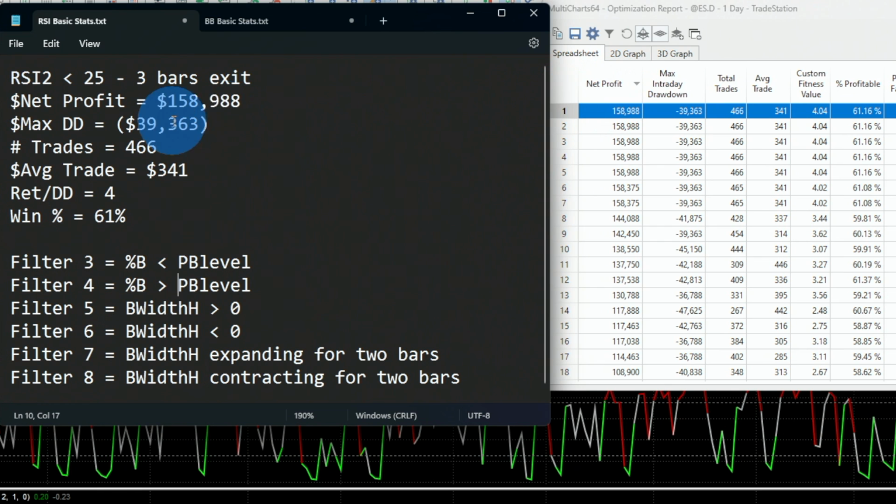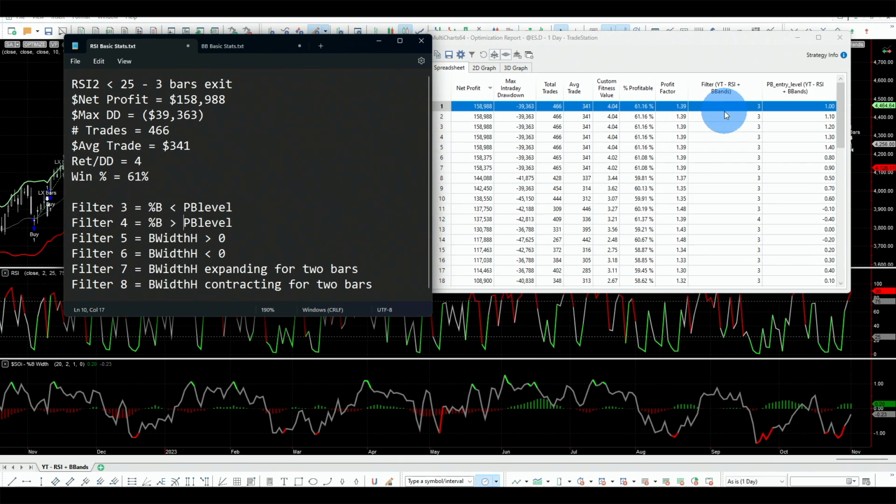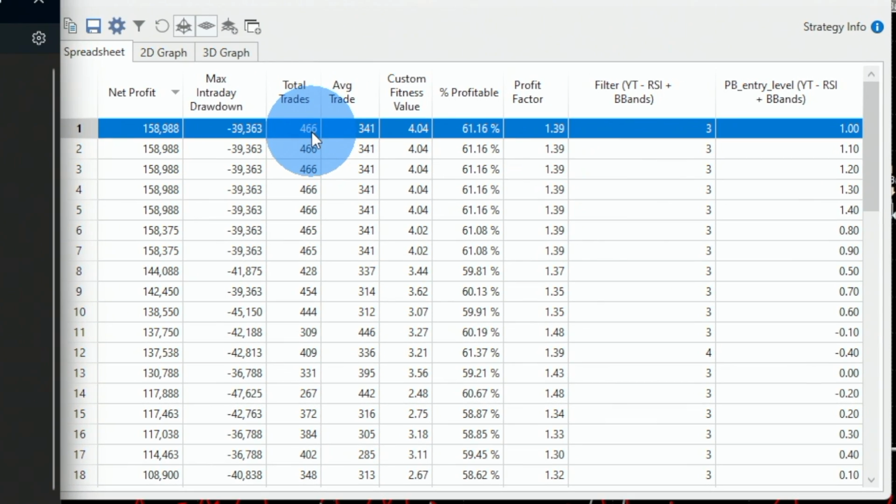Here are the results of the optimization. And as you can see on the left, this is the original strategy, 158,988. And here at the top, these filters are doing nothing. So when the %B is lower than 1, that means any close below the upper band. So basically that's doing nothing. And as you can see, it's doing nothing because the original strategy is 466 trades. All these are 466.